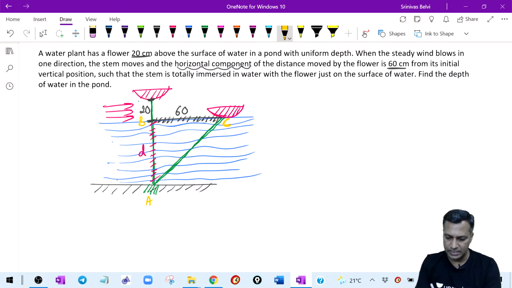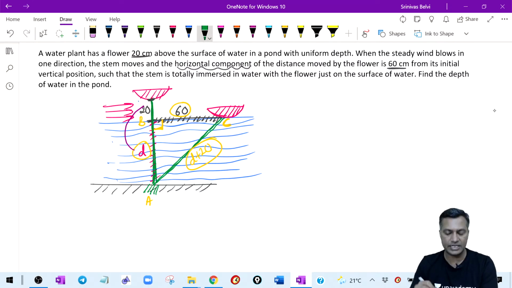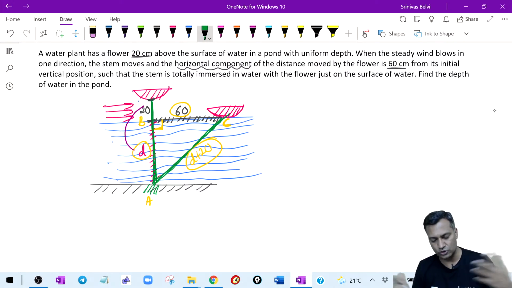So therefore ABC is a right angle triangle, in which one distance is D, the other is 60, and this is going to be D plus 20. How is it D plus 20? Because this D plus 20 is the same as the stem. What is the stem length here? Look at the green line. This entire green line is D plus 20. The same stem has bent to this particular position. Therefore, that is also D plus 20.